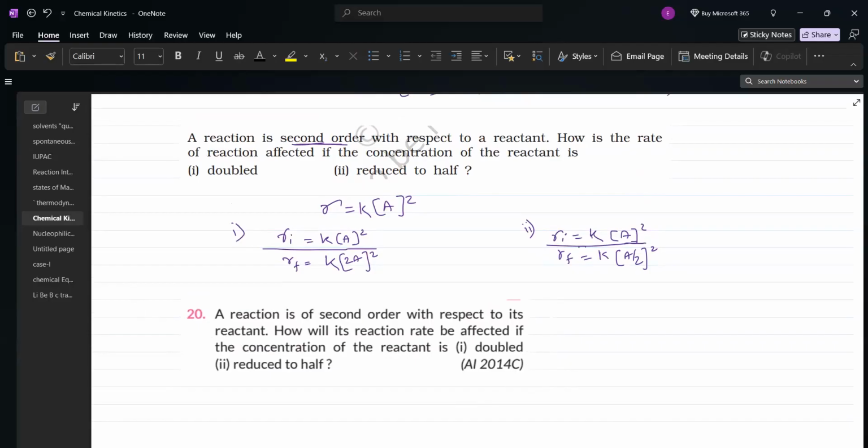Very easy. Try to solve this within 2 minutes. 2 minutes is enough.